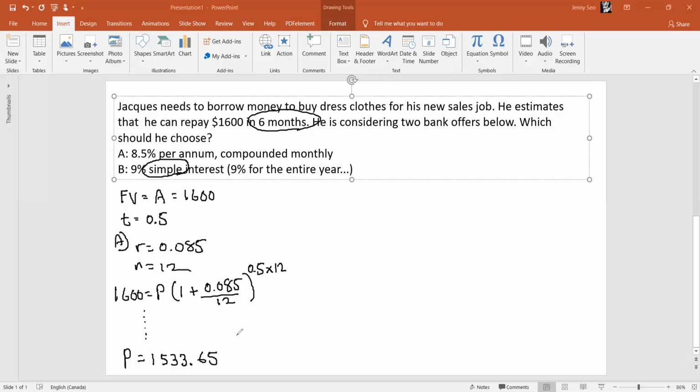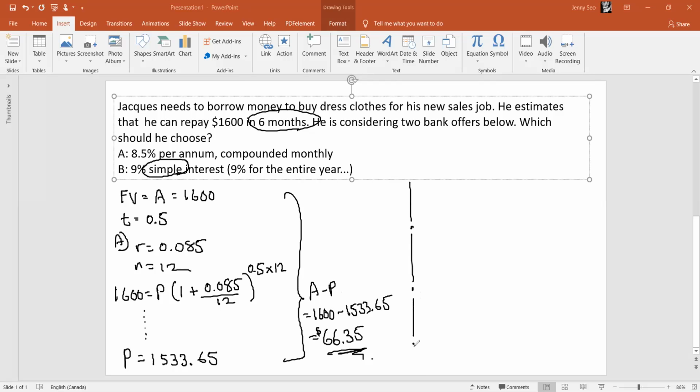So how much interest did I have to pay? From here, A minus P: 1600 is how much I paid the bank, and this is how much the bank lent me. It gives me 66.35. The interest that I had to pay the bank was $66.35. So this is how much they lent me. This is how much I paid back, so that the total amount was 1600. Any questions?